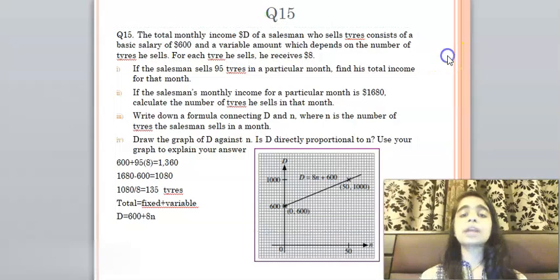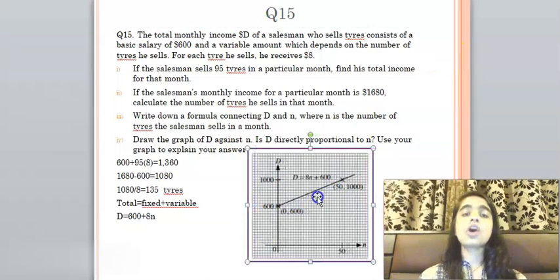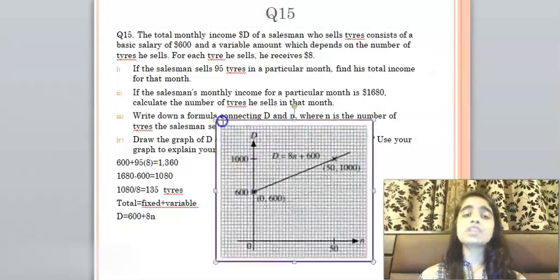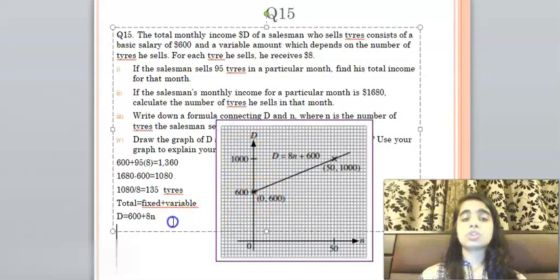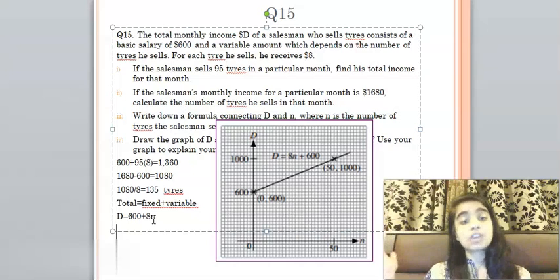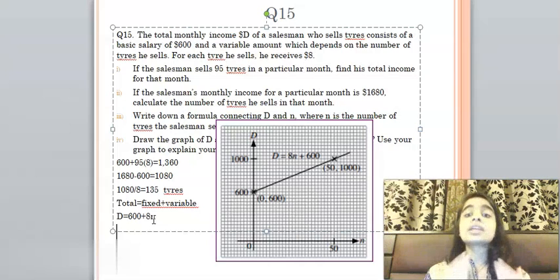Now let's look at part number 4. Draw the graph of D against N. Okay, so this is the graph. Again, we just took two values. So one of the values we took was 0 for N, and when we plug 0 in this equation, we will get the value of D as 600. Because remember, I told you that no matter how many tires he sells, 0, 1, 2 or maybe 600, 700, he will receive a fixed income of 600.